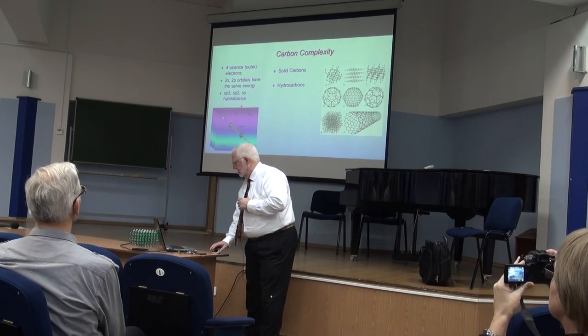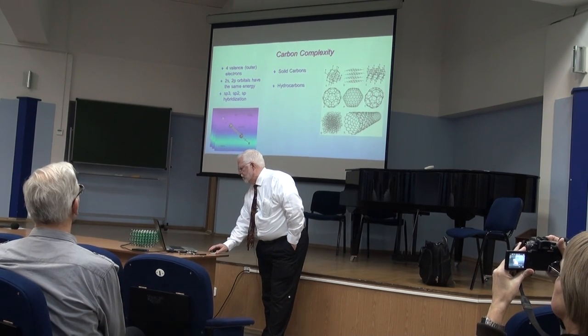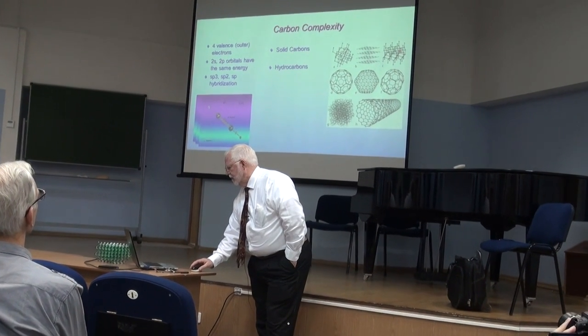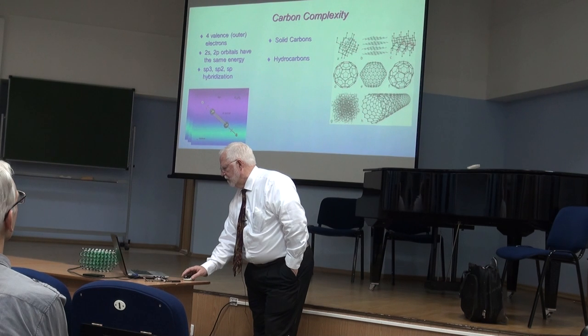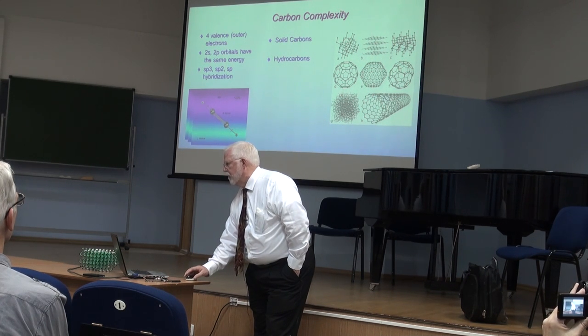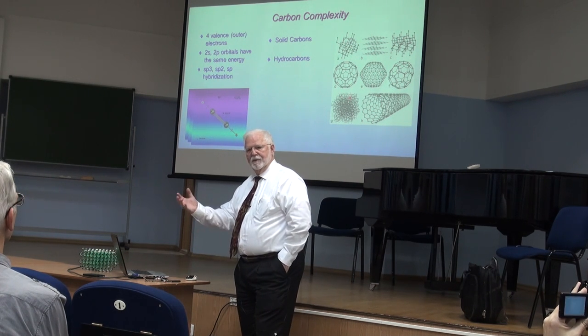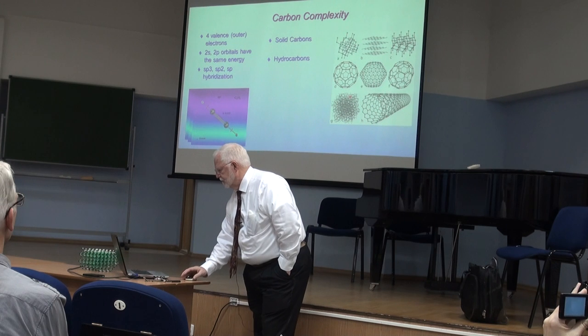we have here the diamond structure, the graphite structure, the lonsdaleite, which is called hexagonal diamond, which doesn't really exist, a variety of Buckminster fullerene structures, and carbon nanotubes, and even amorphous carbon structures. All of these come about because carbon can bond in many different ways.